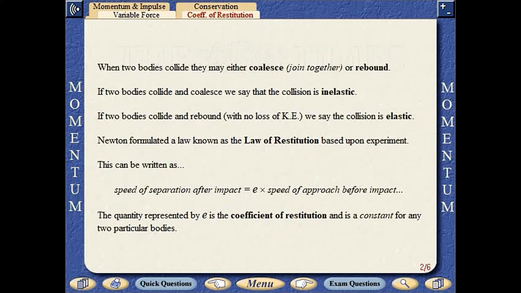When two bodies collide, they may either coalesce or rebound. If two bodies collide and coalesce, we say that the collision is inelastic. If two bodies collide and rebound, we say that the collision is elastic. Newton formulated a law known as the law of restitution, based upon experiment. The quantity represented by E in the equation is the coefficient of restitution, and is a constant for any two particular bodies.